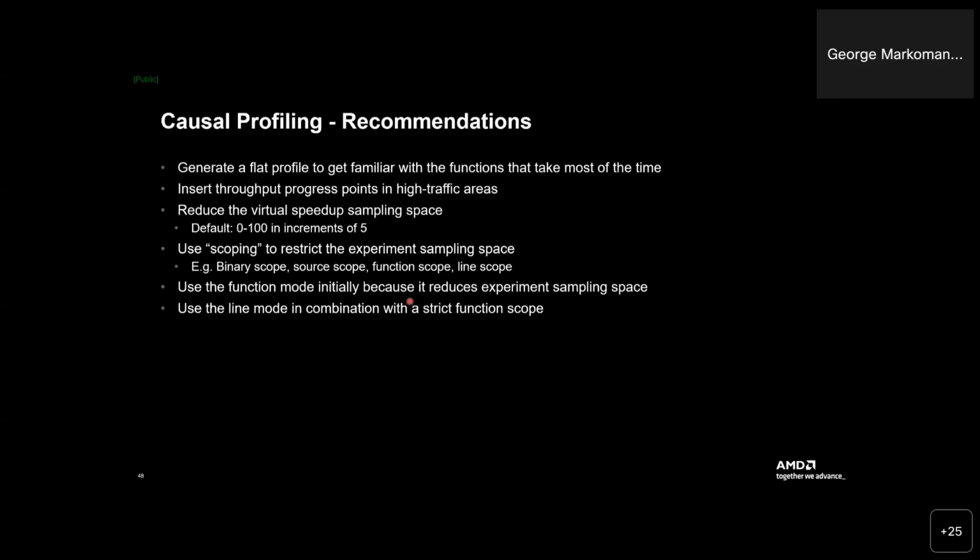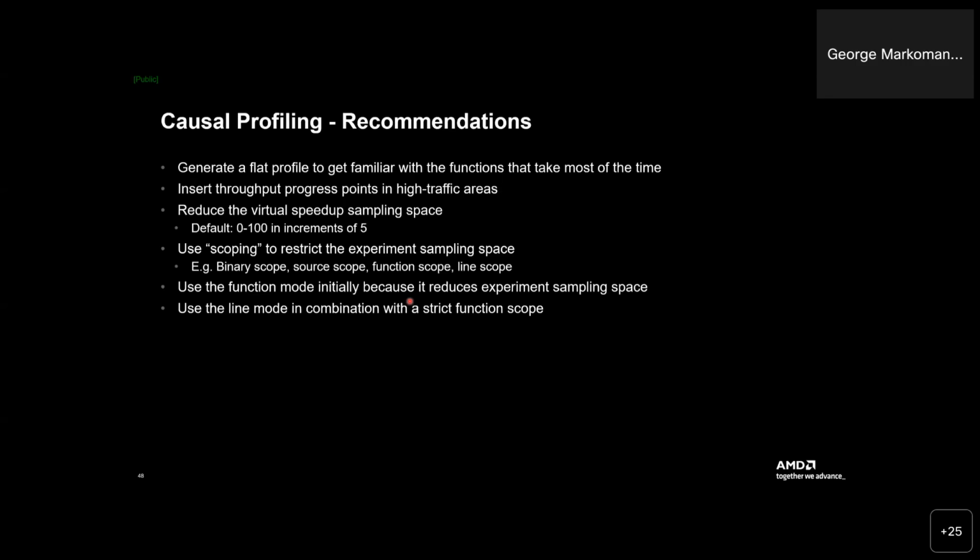Now, reduce the virtual speedup sampling. The default is 0 to 100 in increments of 5. So you can define speedups depending on what you want, but from 0 and later. A virtual speedup is how much to delay the other routine to achieve my target.